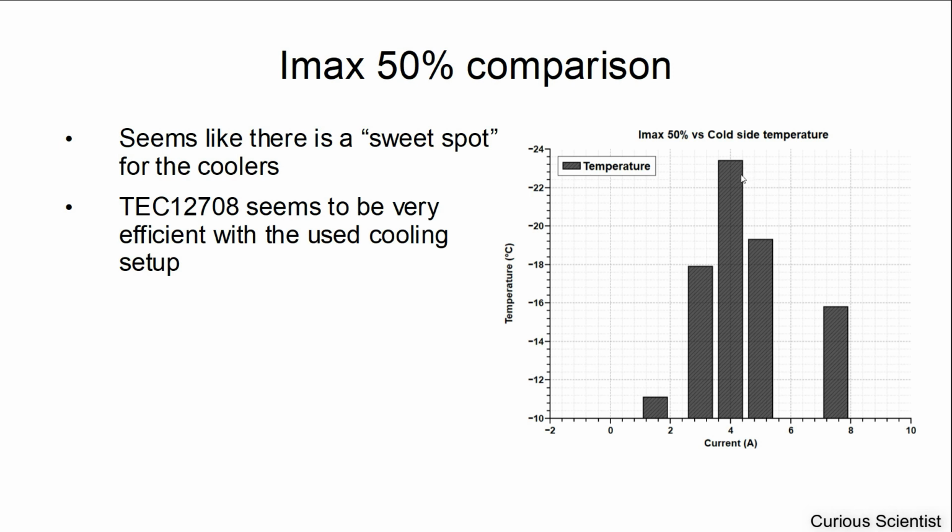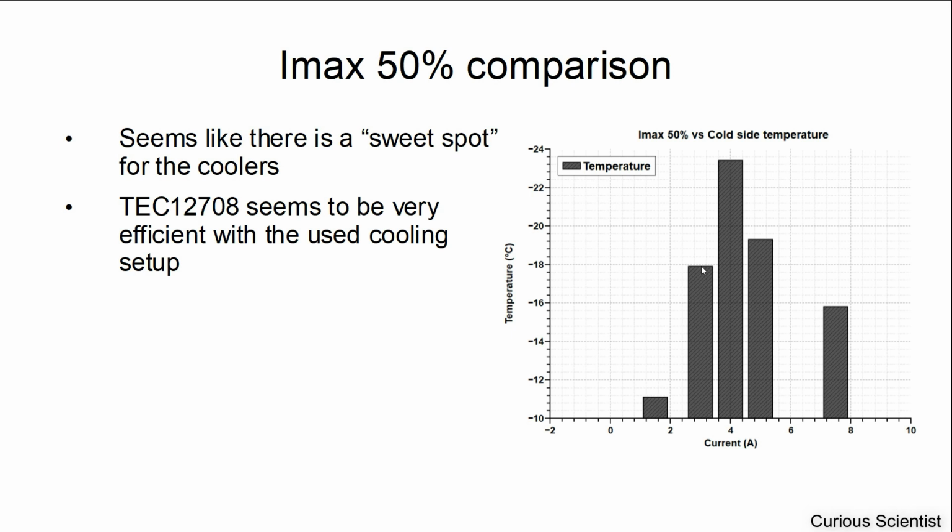So here what I did on the x-axis, you can see it is the current, and on the y-axis I have inverted it. So the temperature goes down if you go up on the y-axis. And I have the 5 different devices. I think you can guess which is which. So you just multiply the currents here by 2 and you get the currents for the devices. So this is the 3 ampere device, and then the minimum temperature for the IMAX 50%, so for 1.5 amperes, it's roughly 11 degrees minus.